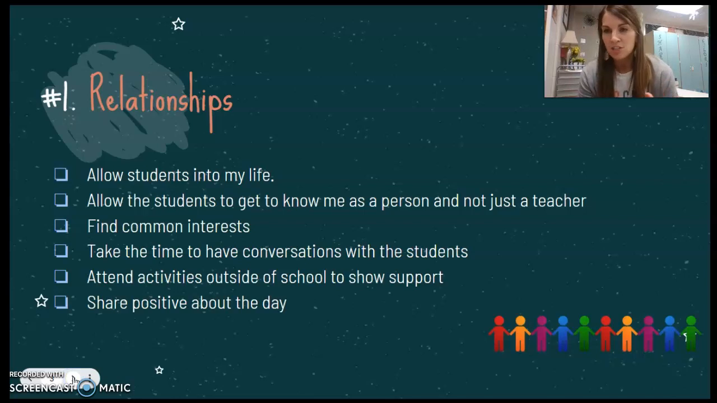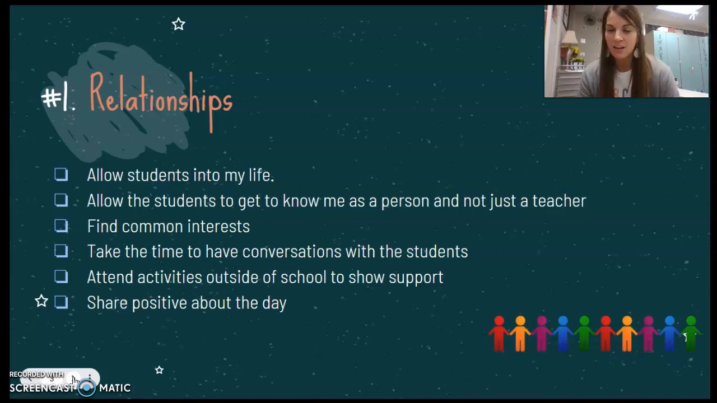First off, the relationships. I am a kindergarten teacher, and so some of this presentation will be geared towards that level of activities, just giving you a little bit of a heads up. So first off with the relationships, I think this is my favorite one. Allow the students into your life. Allow them to know what happens in the funnies, the fails, let them get to know you as a person and not just a teacher.